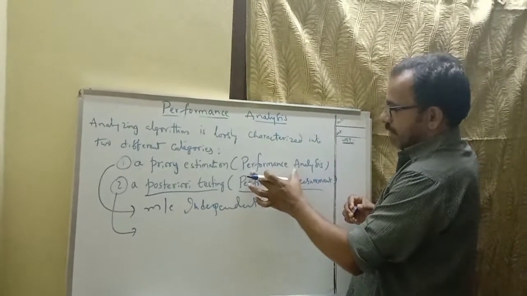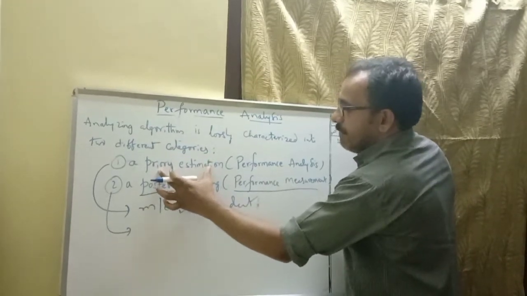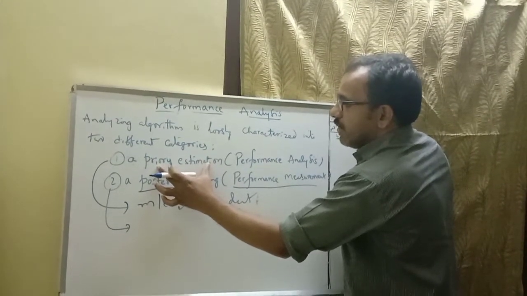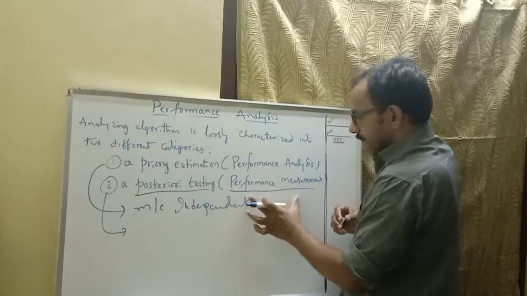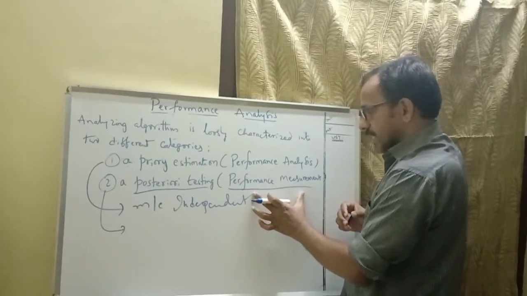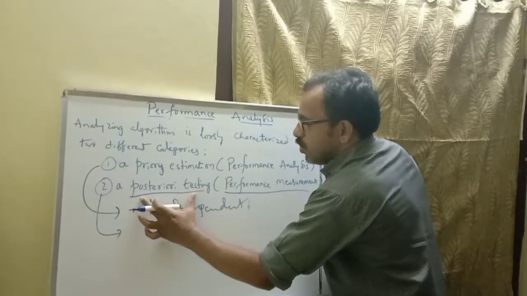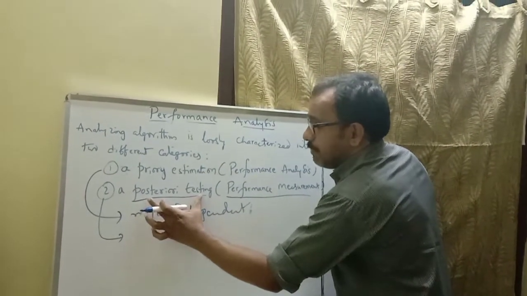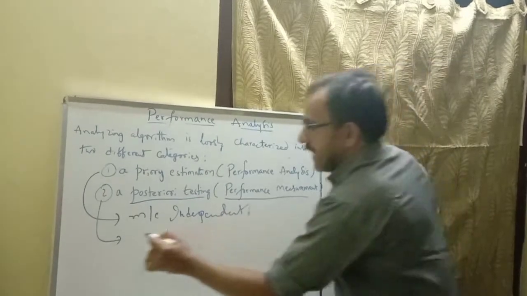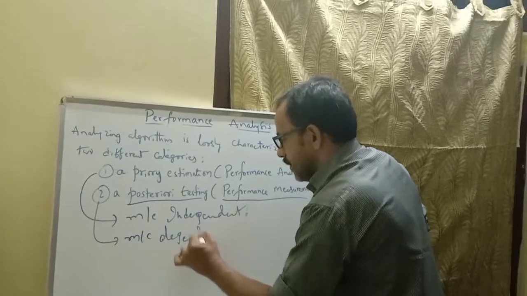The first step is called performance analysis or priori estimation, because we are estimating time and space complexities based on the algorithm. Here we are measuring the actual statistics of the program. That's why we call it performance measurement, or posteriori testing, because we are testing the program on a machine. So the second step is machine dependent.